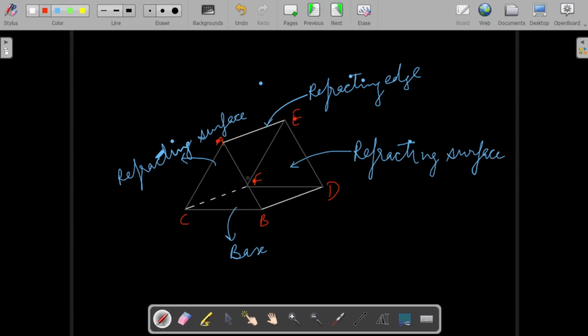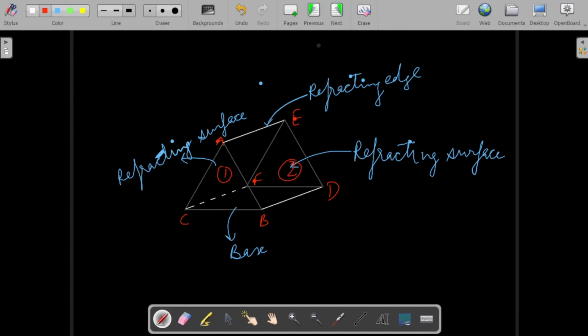Whenever a ray of light falls on a prism, it will undergo refraction at the surface AEFC, and it will come out of the structure from face ABDE or CFDB. If I consider FCBD as the base, then the light uses the other two surfaces for the phenomenon of refraction. This line AE is known as the refracting edge, and the rest you can see from the diagram. So we have to study the refraction through a prism.